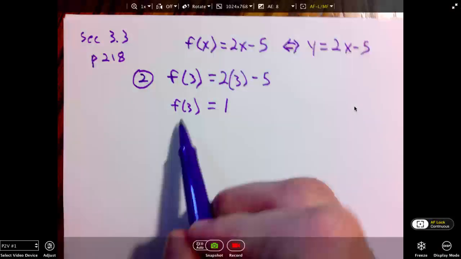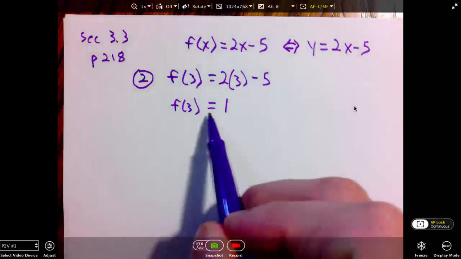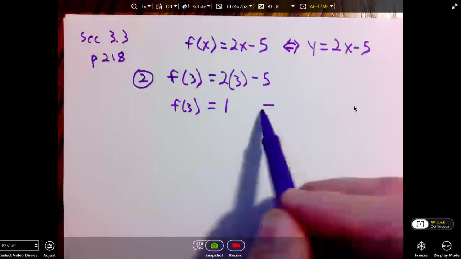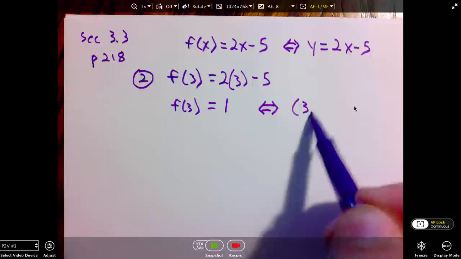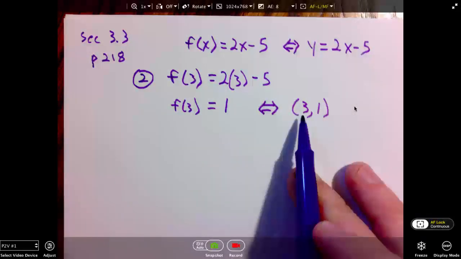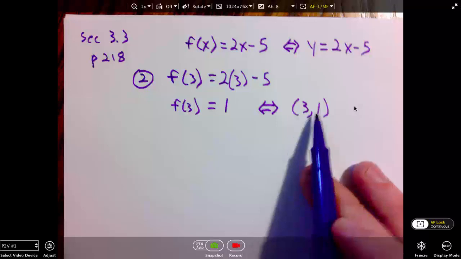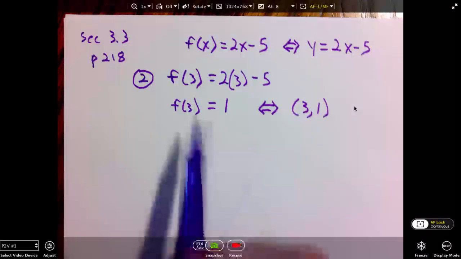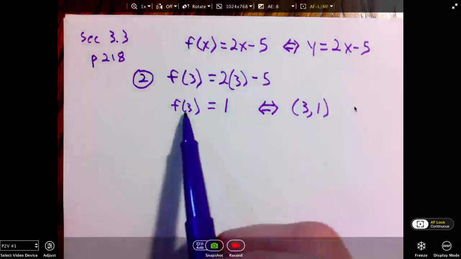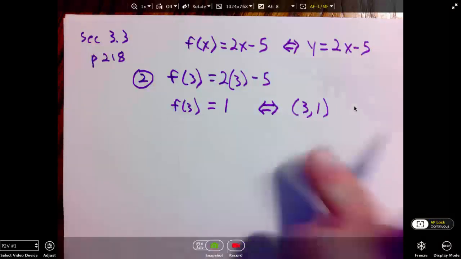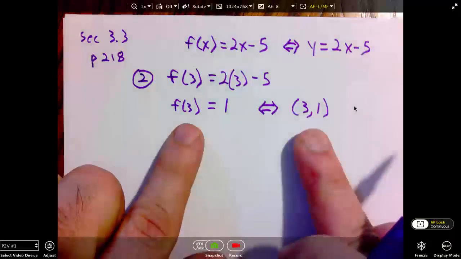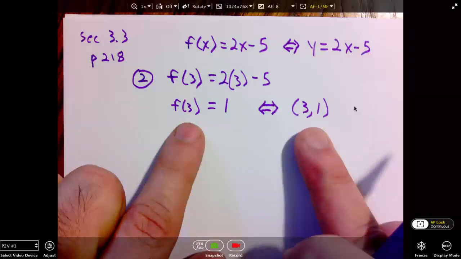And this statement here, f of 3 is equal to 1, is analogous to the ordered pair 3, 1. This is saying when x is 3, the associated y value is 1. This is saying when x becomes 3, the function maps to 1. F of 3 goes to 1. These statements are analogs. They're very similar to each other.